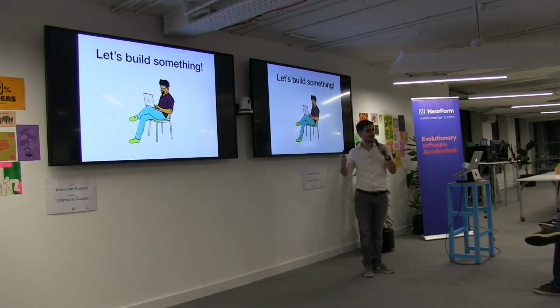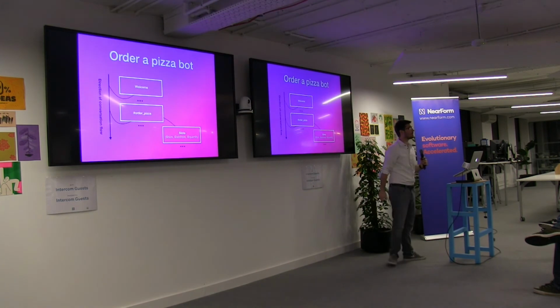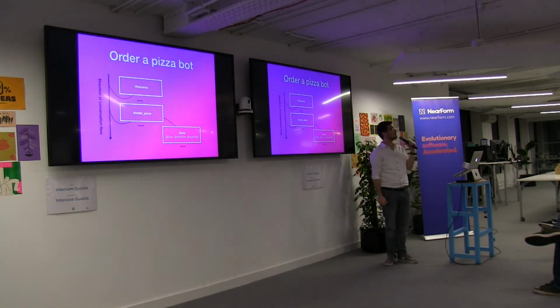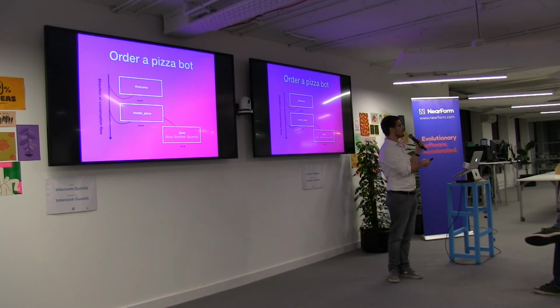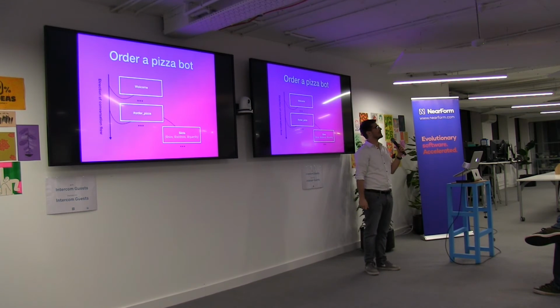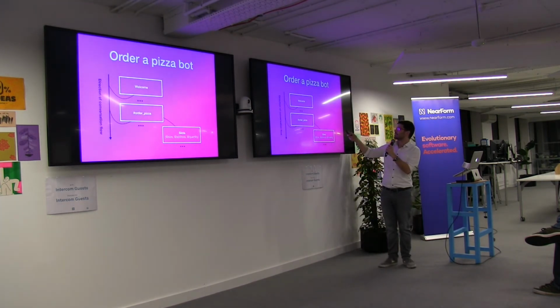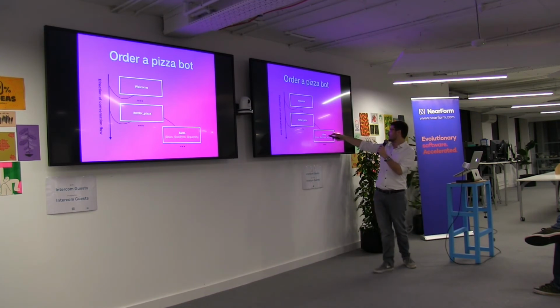Okay, so now that we have that out of the way, let's try to build something. We'll try to build an order pizza box. We all have pizza, so we're not going to actually order it now. But let's try to do this. It's going to consist of a single node, an order pizza node. Then it will have slots for the size, address, and quantity.